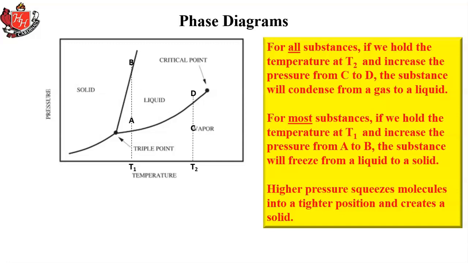For most substances, if we hold the temperature at T1, so now we're moving over to where it says T1, and up above it you have point A and point B. But for most substances, if we hold the temperature T1 the same, so you don't change the temperature, but you increase the pressure from A to B, then the substance will freeze from a liquid to a solid. And again, by just purely brute force, you're squeezing the molecules that are liquid tighter together so they stick in place, they can't move around, and they become a solid. So higher pressure squeezes molecules into a tighter position and creates a solid.